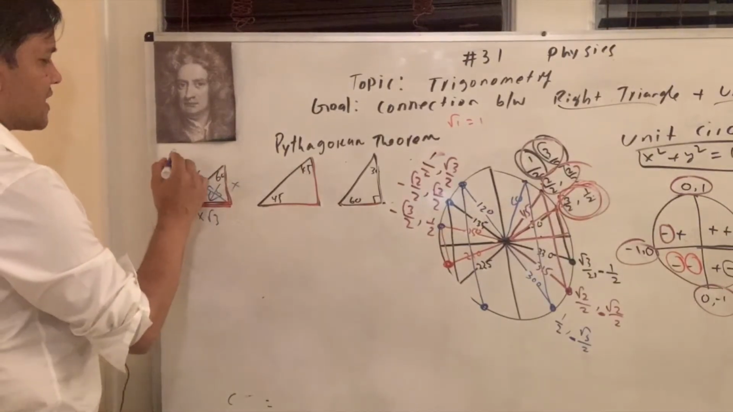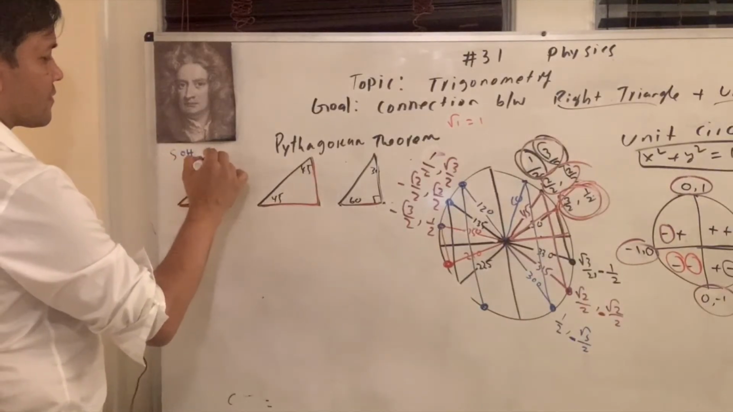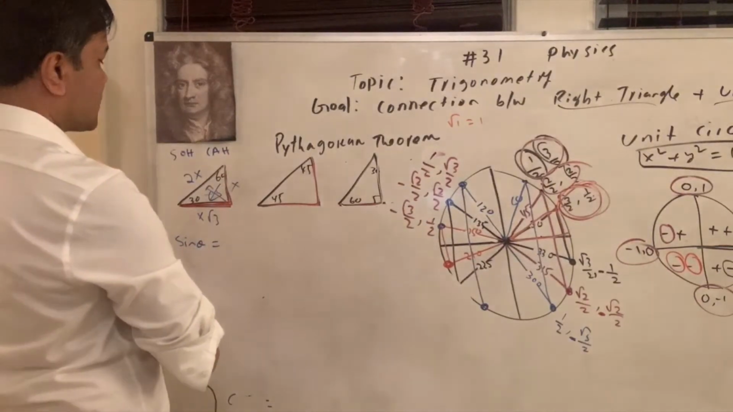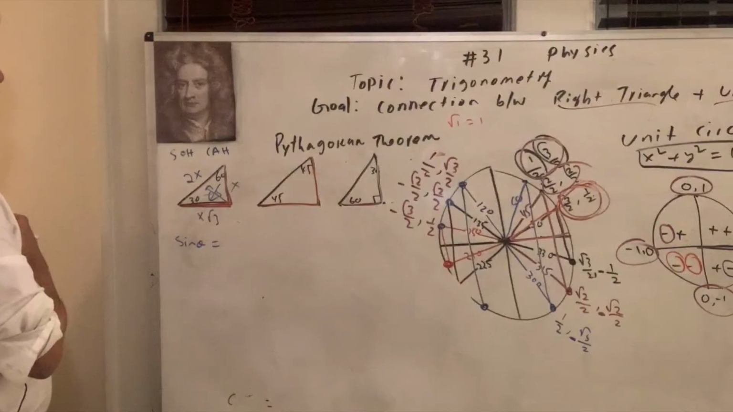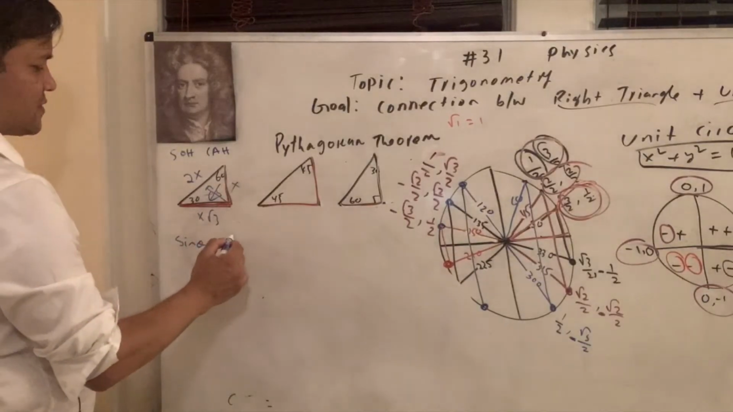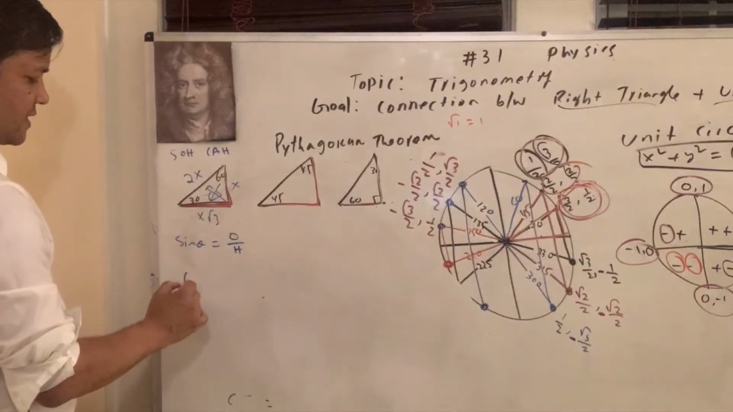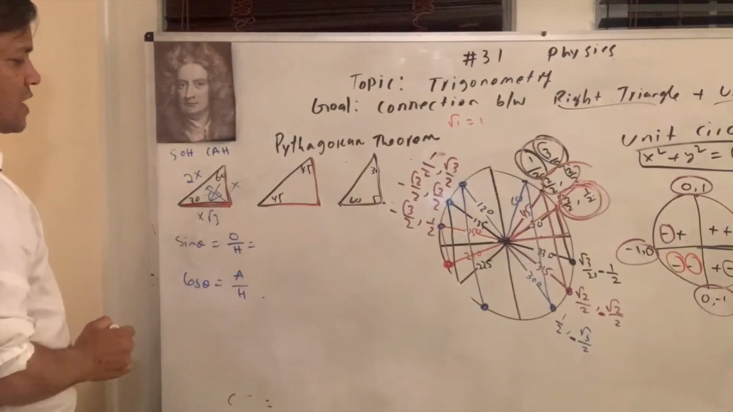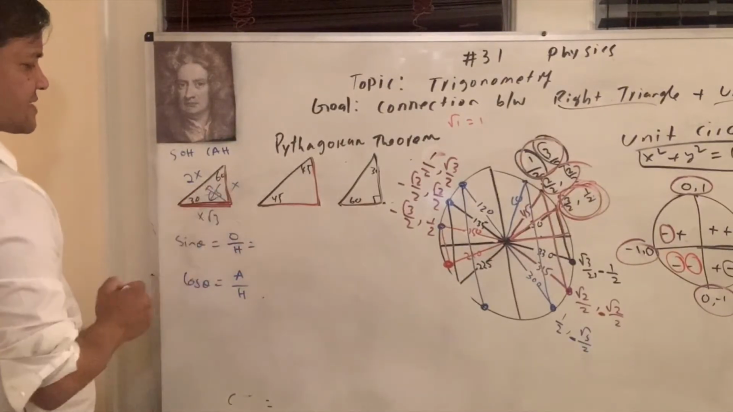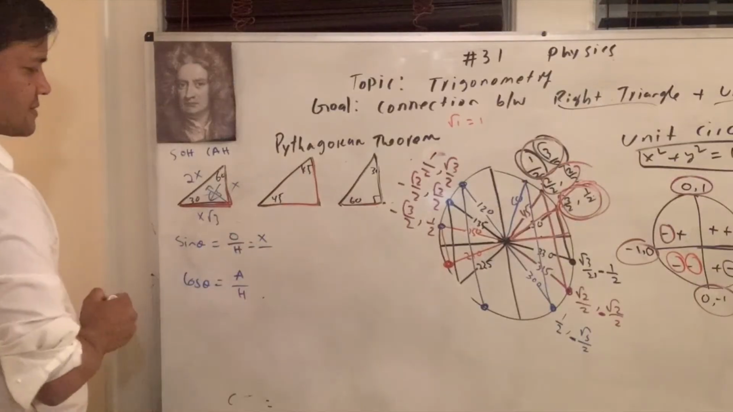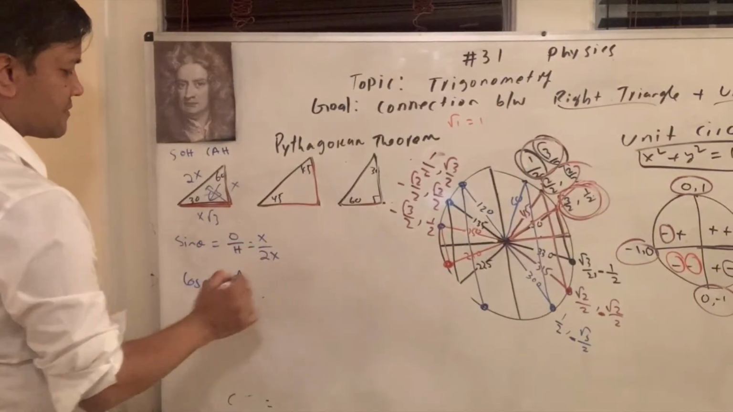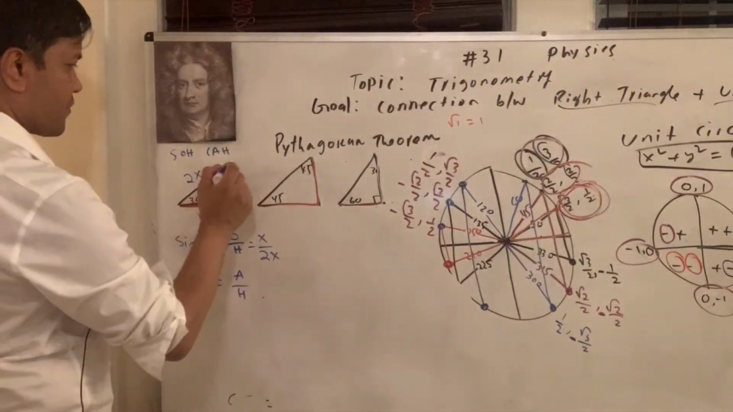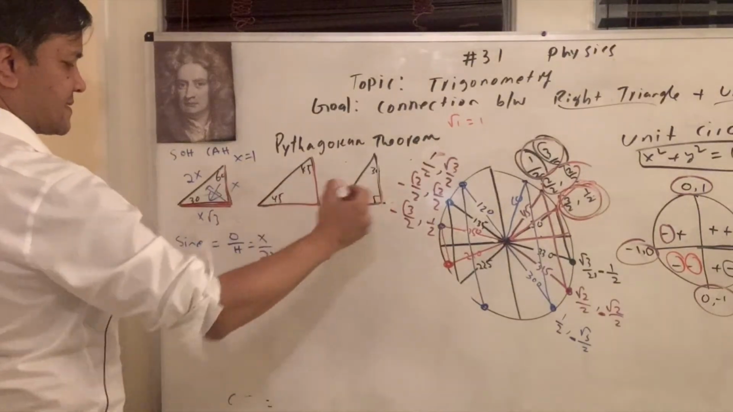Alright, now SOHCAHTOA tells us sine theta is equal to what? Opposite over hypotenuse, and cosine theta is adjacent over hypotenuse. So what is opposite? Opposite is x, and hypotenuse is 2x. Okay, and let x be 1 for all cases.